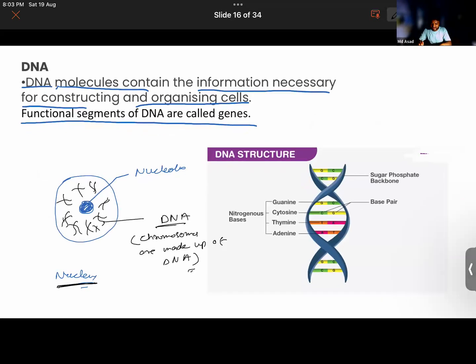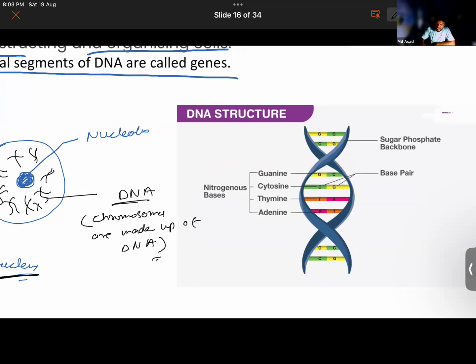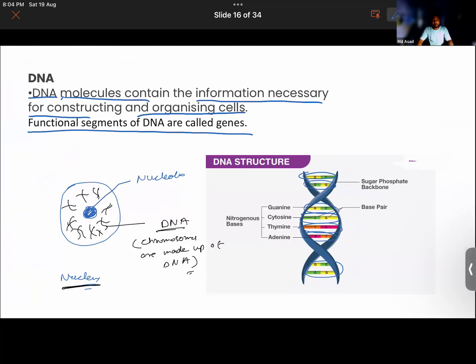Look at here, guys. Can't you see some sections here, like this section? These are basically sections made in the DNA that is simply called a gene. So functional segments of DNA are called genes. Is it clear? Okay. So genes are the functional unit of inheritance as well, and they are basically segments of DNA.